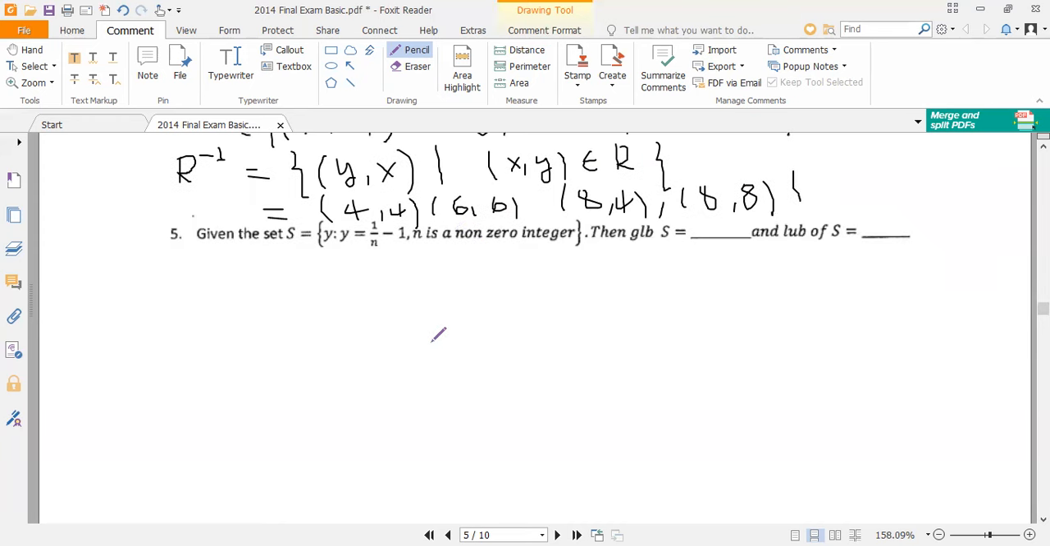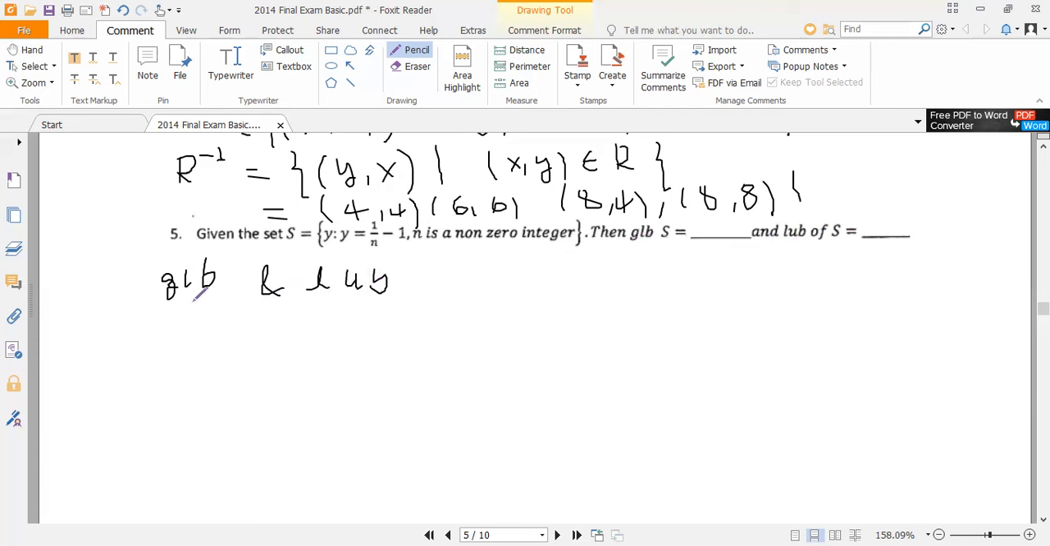The fifth question is, given the set S, y is equal to 1 over n minus 1, where n is a non-zero integer, which is an integer different from 0, then the greatest lower bound of S and the least upper bound of S is asked. So we have the greatest lower bound and least upper bound.